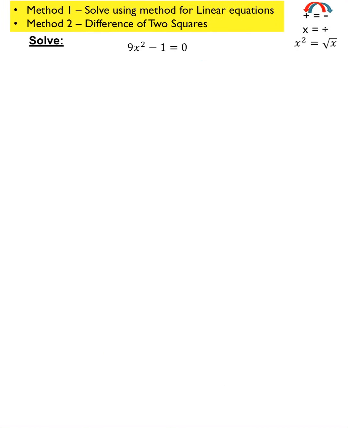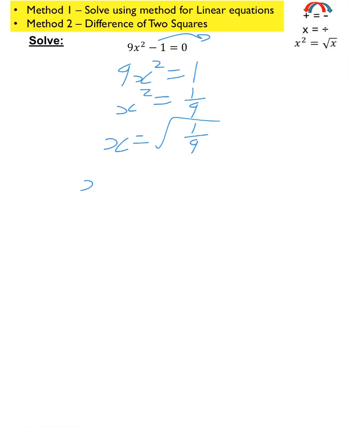One final one here. So again, I'll use the two methods. So I'll do this one quickly. Divide by 9 now. So x is equal to square root of 1 over 9. So x is equal to plus or minus 1 over 3.